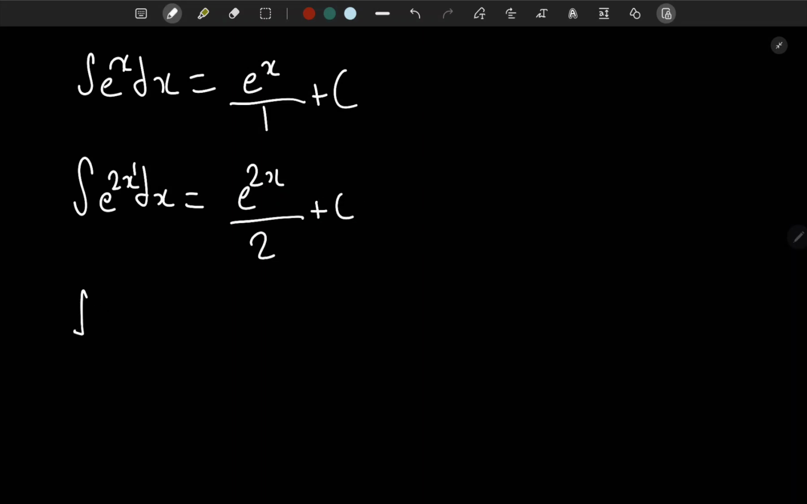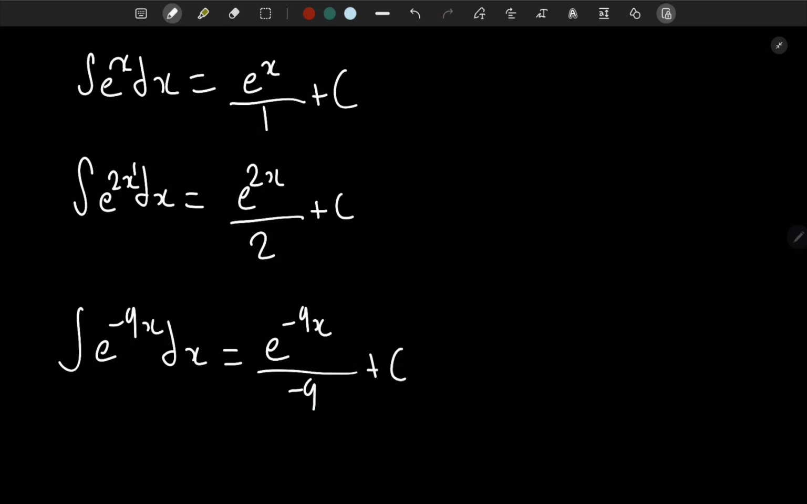Let's do one last example before moving on to U substitution. The integral of e to the power of negative 9x dx is equal to e to the power of negative 9x all over the derivative of negative 9x, which is negative 9, plus c. So this is quite easy. Now let's move on to U substitution.